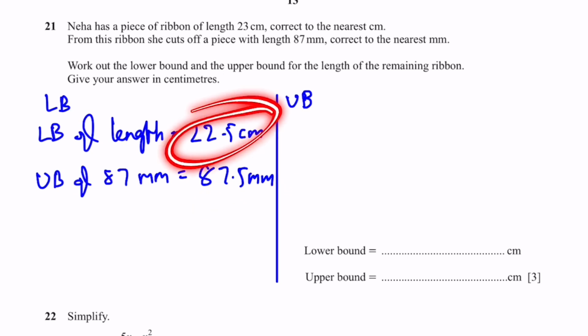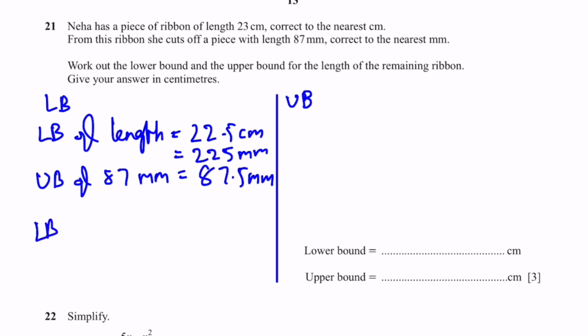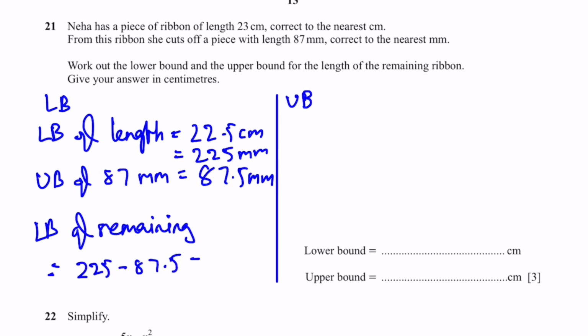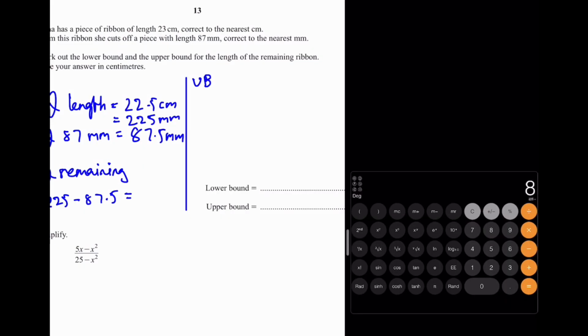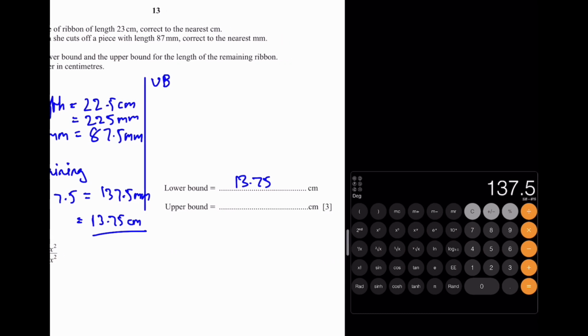So this 22.5 centimeters, let's write that in millimeters: 225 millimeters. Now, the lower bound of the remaining length is equal to 225 minus 87.5. Let's get our calculator out. 225 minus 87.5 is 137.5 millimeters, which is equal to 13.75 centimeters. That's the lower bound, in centimeters, of course.